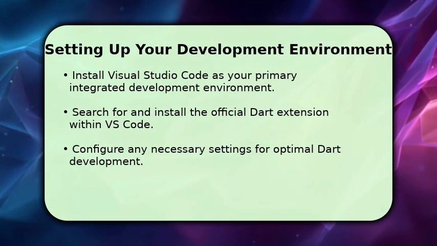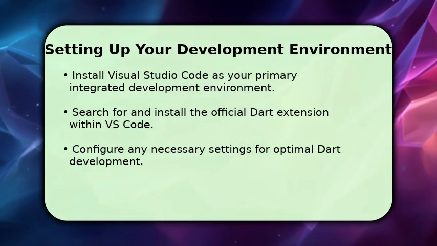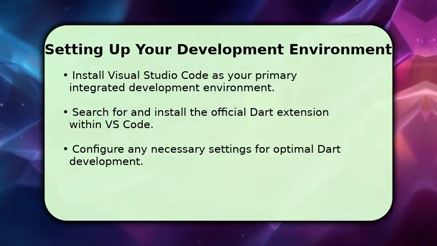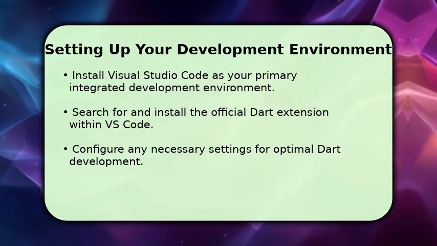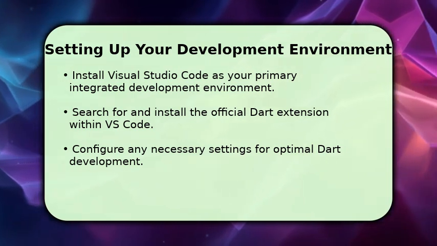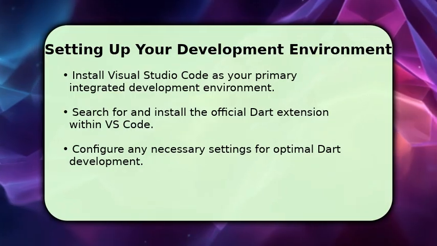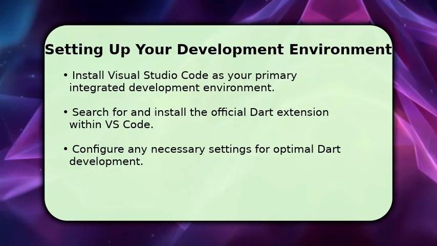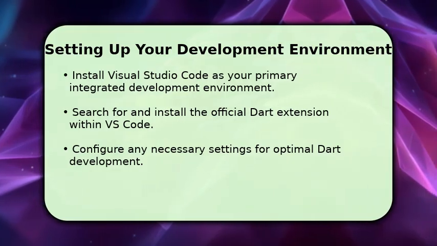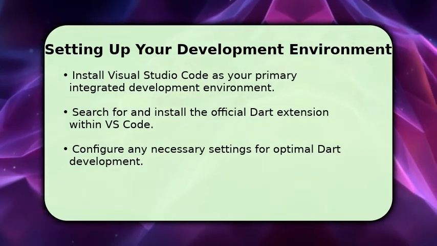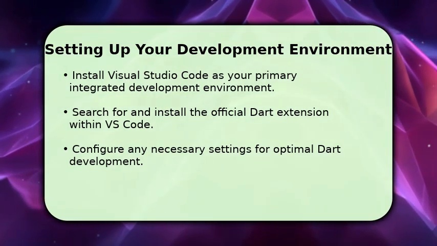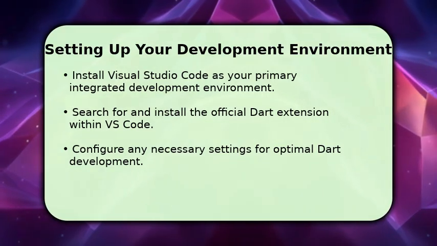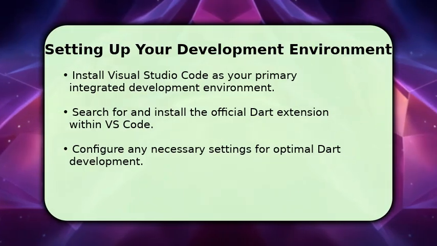For an excellent development experience, I recommend using Visual Studio Code as your integrated development environment. Once VS Code is installed, open it and navigate to the extensions view. Search for the official Dart extension and install it with a single click. This extension provides syntax highlighting, code completion, and debugging tools, significantly enhancing your productivity. Take a moment to review and adjust any settings to personalize your coding environment.